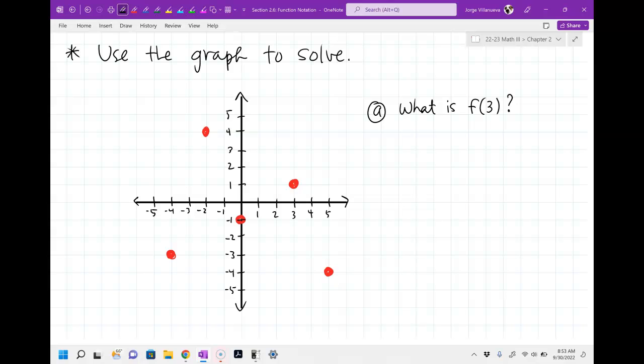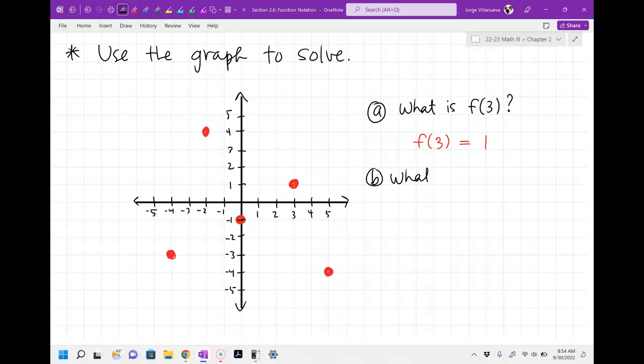Because when you're plugging in f of 3, you're trying to find your y value. That's what you're doing. So f of 3 equals 1. Okay, it's this point right here. Why? Because that's the 3 right there. They're giving me the x value. They're saying, what's the y value for it? Okay, so let's do another one. We'll do a couple of these.